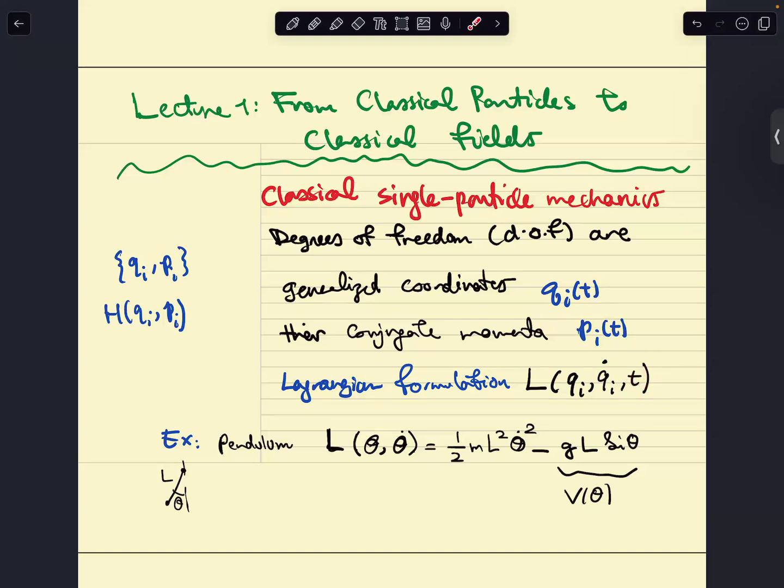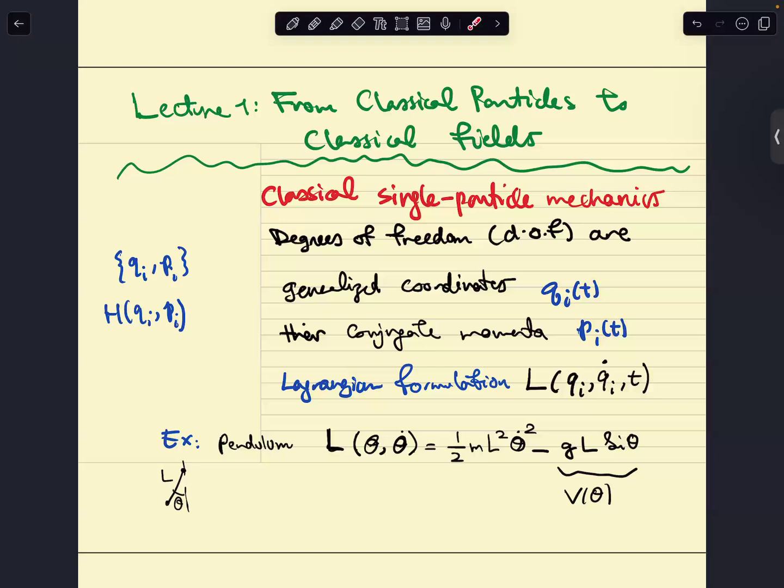Do you know why we often pick it to be independent of time? They like conserve energy or something. Sorry? I think if the Lagrangian is not explicitly dependent on time, the Hamiltonian doesn't change with time. So it's like conserving energy or something. Conservation of energy, precisely. Yeah.